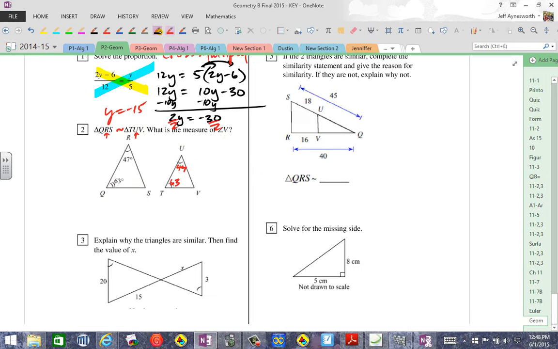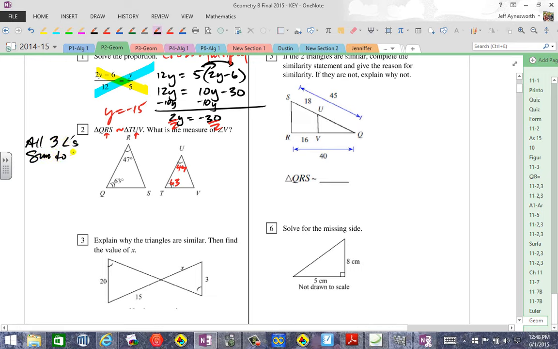What we do know is that the sum of all three angles always sums to 180. That's called the Triangle Sum Theorem. So what you do is you add up the two knowns. 63 plus 47, that's 110. And then 180 minus 110, well, that's 70, right? So the measure of angle V is 70 degrees. No problem. Piece of cake.